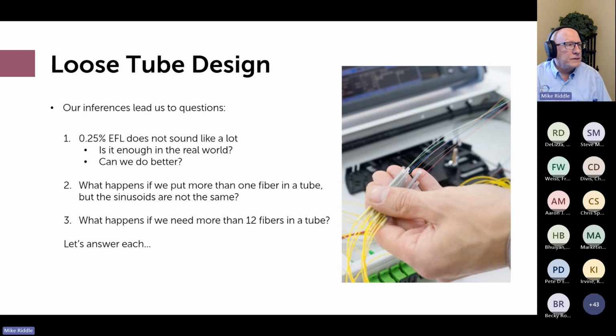Now these inferences lead us to some questions. One, we said that typically the EFL is around 0.25%. That doesn't sound like a lot. Really? Is that enough? Can we do better? What happens if we put more than one fiber in a tube, but the sinusoids are not the same? And in today's fiber optic cables, we're routinely using 12 fibers or more in a tube. What happens if we exceed 12? Because we know there's 12 standard colors, but if we need more than 12 fibers in a tube, what then? So let's look at these questions one by one.